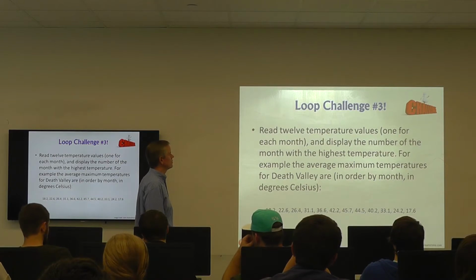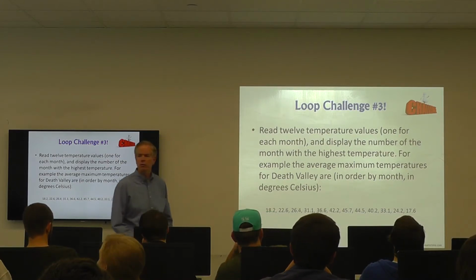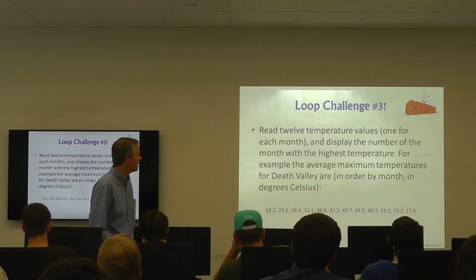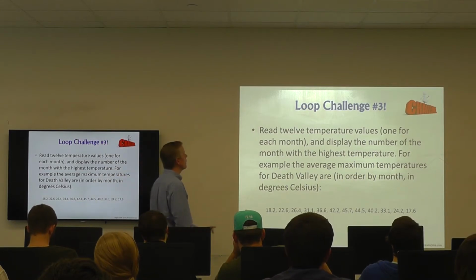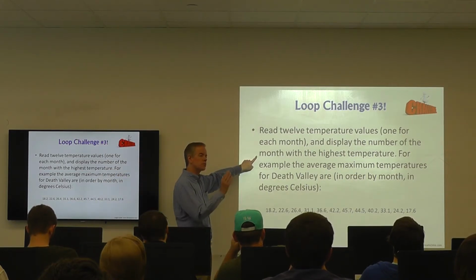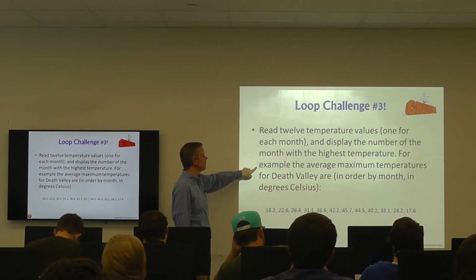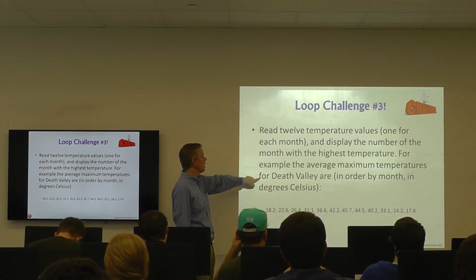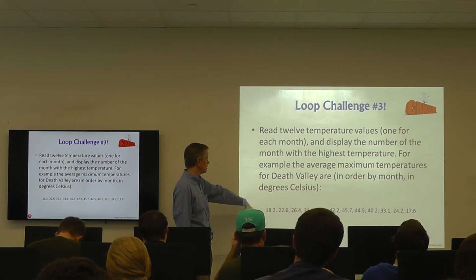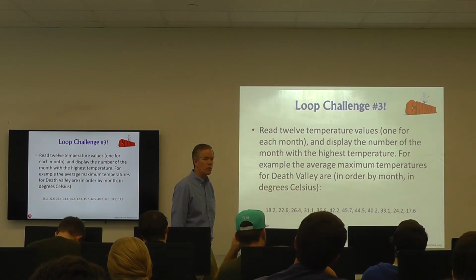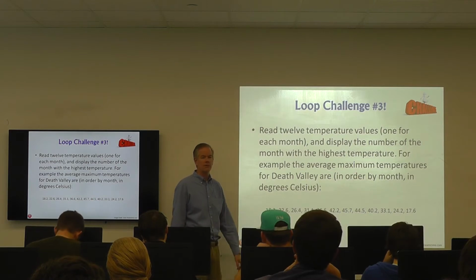Loop challenge number 3. All right, so what I want you to do is read in 12 temperature values. Okay? And I want you to display the number of the month, so we'll assume that 1 is January, 2 is February, and so on, with the highest temperature. For example, the average maximum temperatures for Death Valley are, in order by month in degrees Celsius, 18.2, and so on. So why don't we write a program that sucks these in and figures out the maximum one.